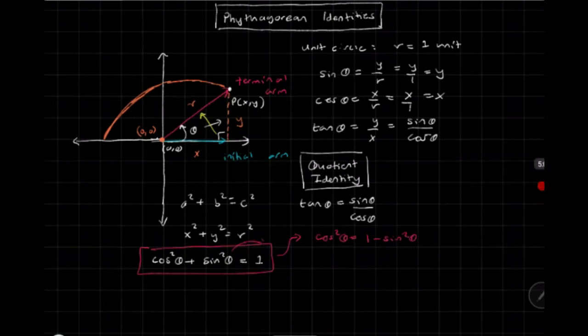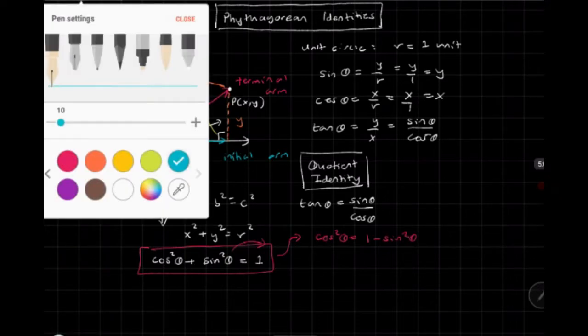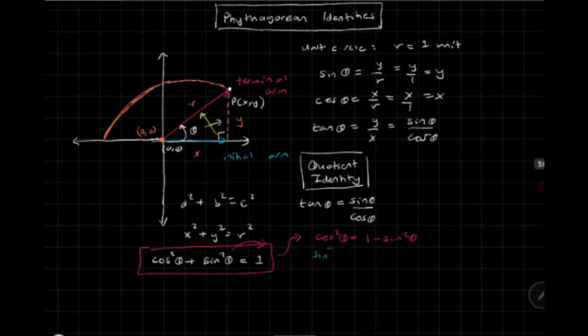If you move the sine squared theta to the other side, you can also see here that sine squared theta is equal to, if you move the cos squared theta to the other side, 1 minus cos squared theta. So this is one of our Pythagorean identities, right?